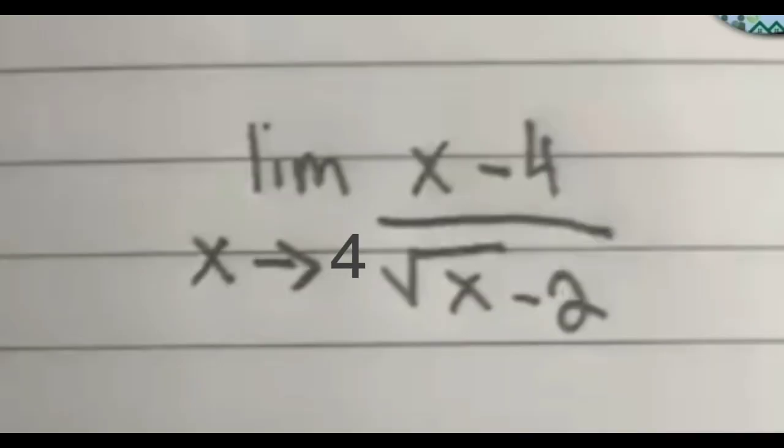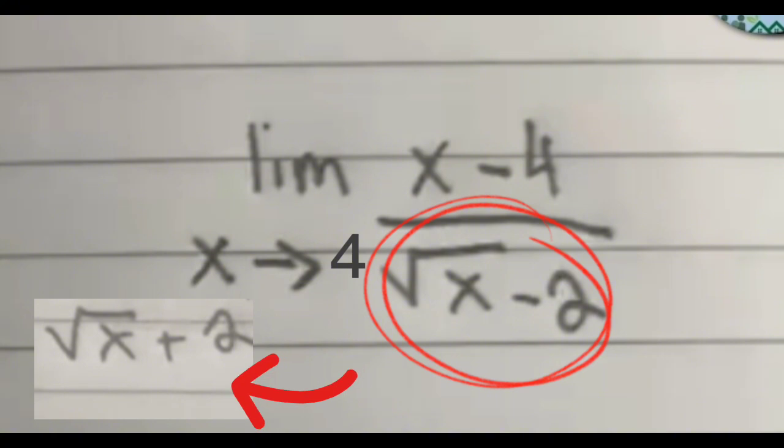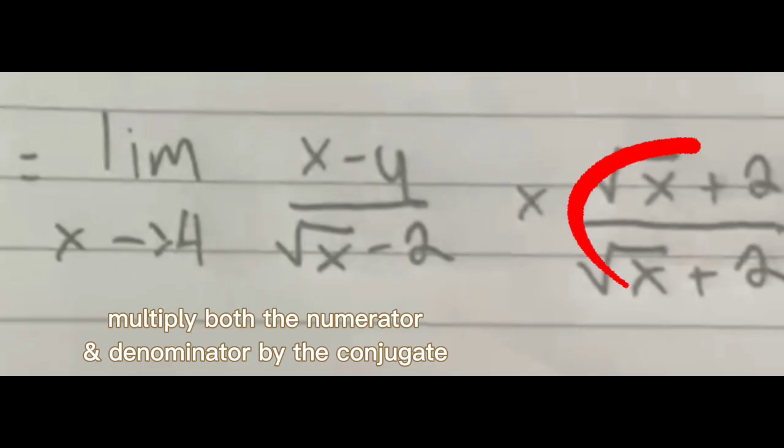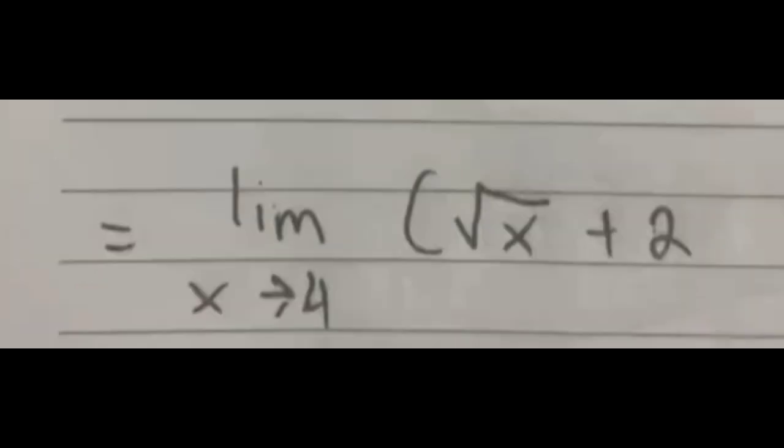Limit of x minus 4 over the square root of x minus 2 as x approaches 4. Conjugate the denominator, the square root of x minus 2, to square root of x plus 2. Multiply both the denominator and the numerator by the conjugate. The limit of x minus 4 multiplied by the square root of x plus 2 over x minus 4 as x approaches 4. Cancel the x minus 4. Now we have the square root of x plus 2 as x approaches 4.